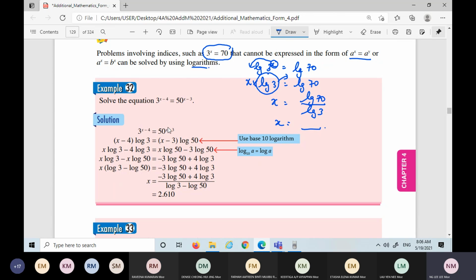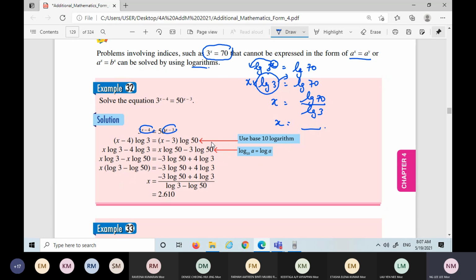Okay, so we continue. You see example 32, it is like this example. First of all, you log both sides, and then drag the power down. So this is what you get. Okay, next.